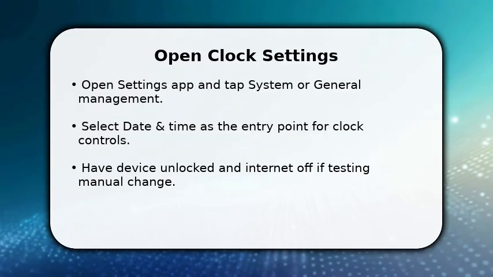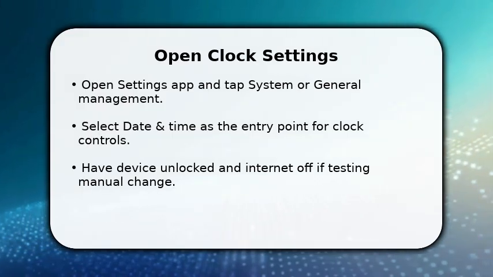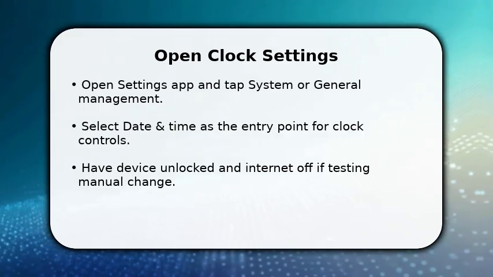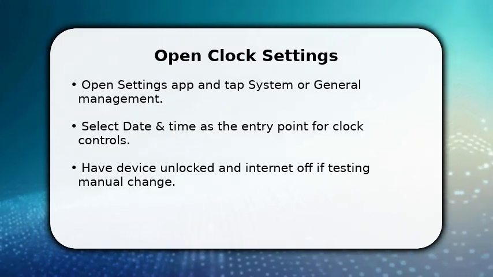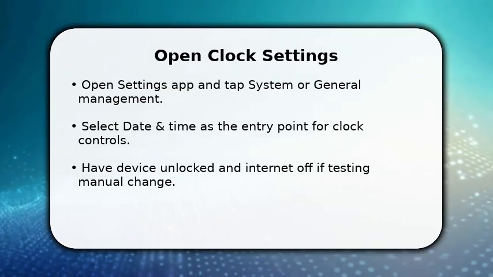You start in Settings, go straight to System or General Management to find date and time. Once there, make sure you can access the toggles. This is where Automatic Network Time lives. Turn off Automatic Date and Time if you plan to set values yourself.